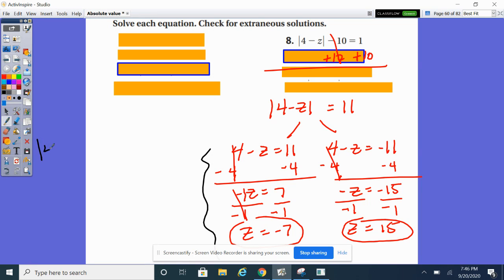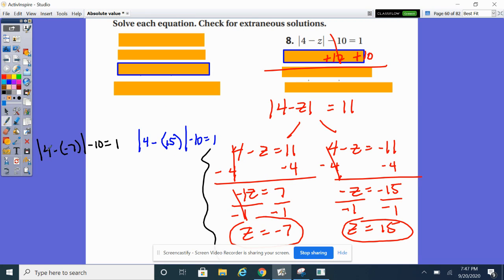So the original problem was 4 minus z, but instead of z, we're going to try out -7 minus 10 is equal to 1. So you're writing out the entire original problem. And then we're going to do it again another time. I'll do this one in blue just so we can tell the difference between them. 4 minus, what are we plugging in this time? +15. That was the other possible solution. Minus 10 is equal to 1.